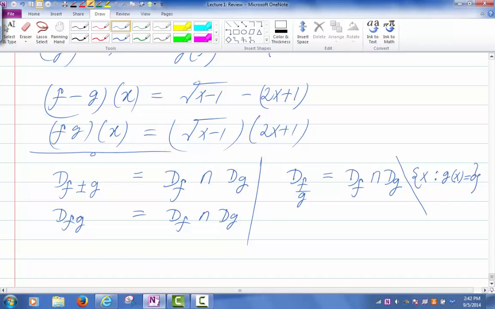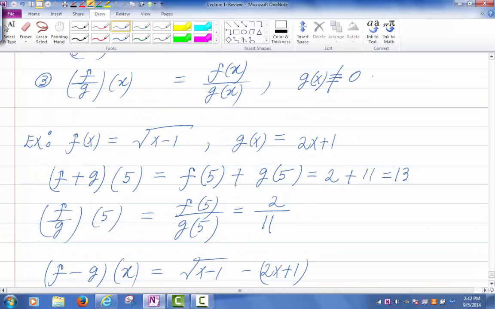Okay, so in my example here, can someone tell me what's the domain of f? What's the domain of the function we have here? What's the domain of this function?